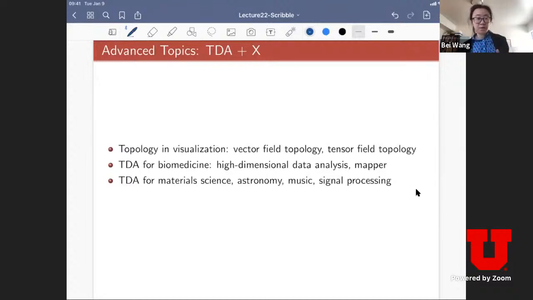Maybe we'll talk about some TDA for material science specifically. There's topology and visualization, which we touched on a little bit, which is using merge trees, contour trees, Morse-Smale complexes, those are used in visualization of scalar fields, but you also have topology in vector fields and tensor fields. A vector field is a field where at every single location there's a vector, and a tensor field is one where at every single location there's a tensor.